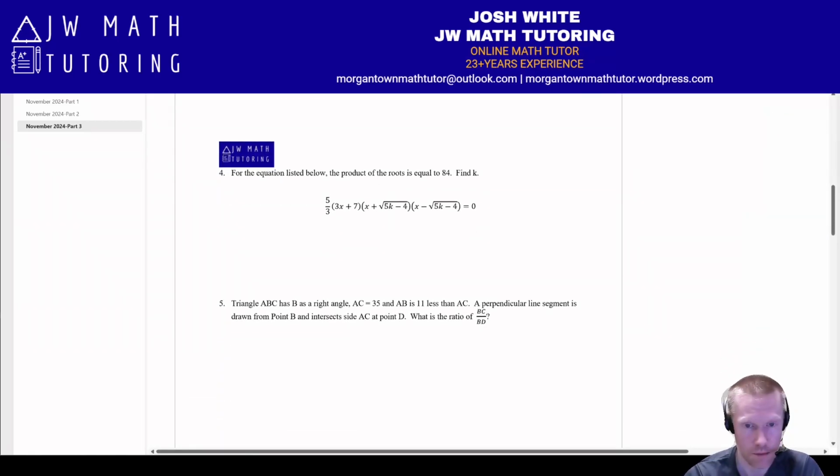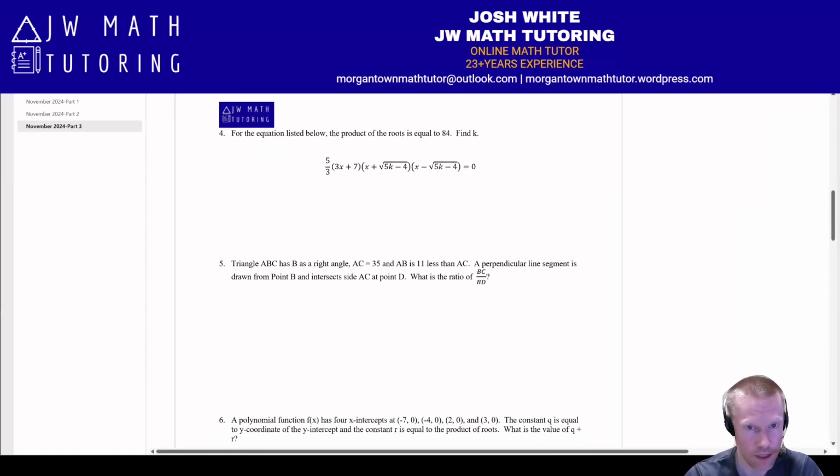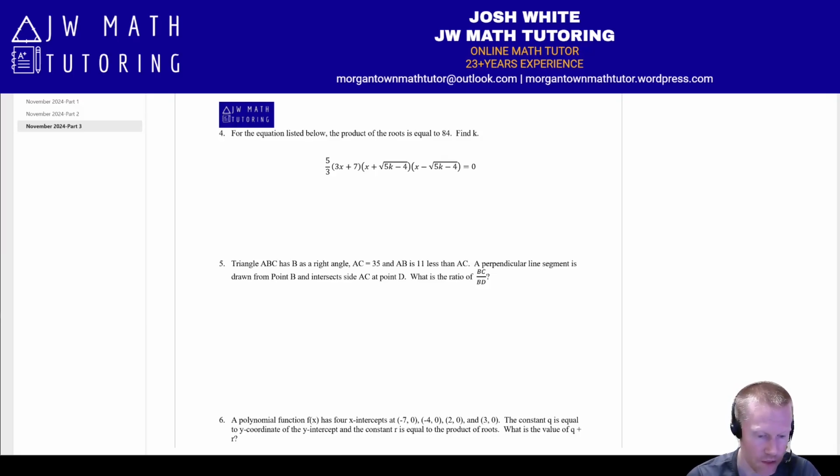Our next question, number 4, top of the next page. This is basically a repeat question, one that you have seen before, both on official tests and also in the Blue Book app. The product of the roots here is equal to 84. And so all we have to do is find the three roots, multiply them together, set that equal to 84, and then we can solve for the value of k.